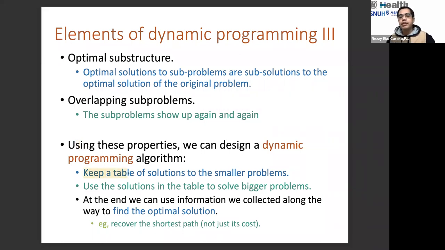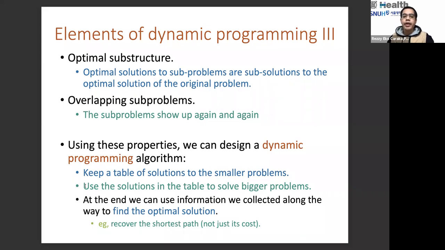First, we can keep a table of solutions to the smaller problems. For example, if we have a problem, we have to think about the smallest part and how to solve it. Sometimes with the big picture, we also have to find another angle to see how to tackle the problem. So the goal of dynamic programming is to keep a table of solutions to the smaller problems.